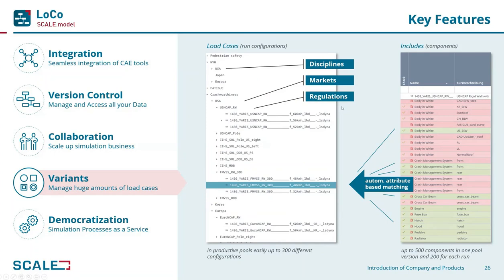Okay, Heiner, can you go to the next slide? One reason why we are not preferring a way where you have to manually assign each component, each include, to one load case, is that in productive environments, we see that users over time have many, many load cases. We see cases where they have about 300 different configurations or load cases or even more. On the other hand, if you want to collaborate, you have to separate your model into more components, and they tend to have lots of individual components. In productive environments, we see like 500 components in one pool version. And if you try to assign all the components manually to the load cases, this can be very cumbersome, and you can make a lot of errors.